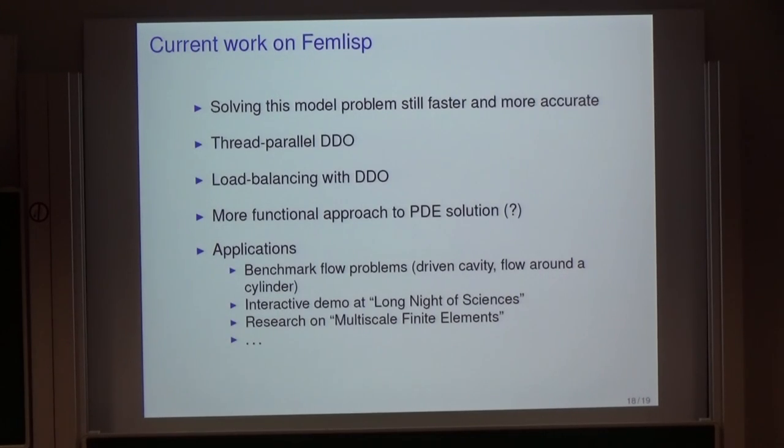So current work: we can think about making this even faster and more accurate. There are some ideas for this. Our distributed objects likely could be made thread parallel, so this is not really a bottleneck at the moment, but it could prove under some circumstances to be a bottleneck. Then we could think about doing load balancing, which is reasonable for adaptive calculations. And at the moment we are working on solving some benchmark flow problems, driven cavity, flow around the cylinder.